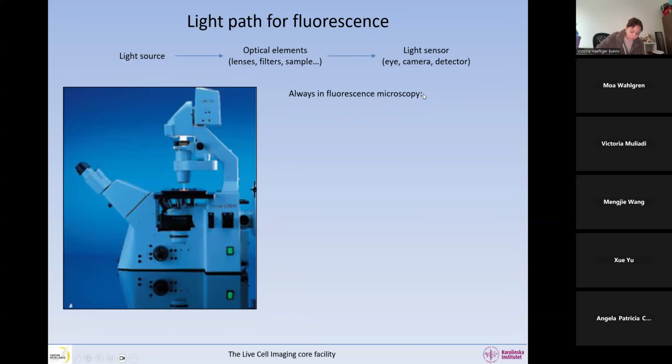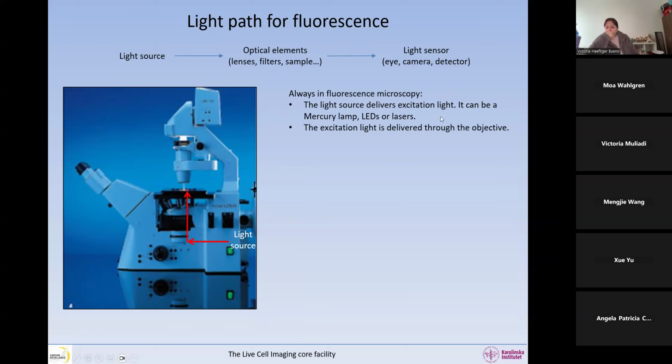So what is the light path for fluorescence? The light path is the same type of thing. It goes from the light source to the sensor, and there we have the optical elements in between. So on any microscope, for the light path for fluorescence, we have the light source that delivers the excitation light. And so it can be mercury, LED, or lasers. That's true for any microscope. And then the excitation light is delivered through the objective. So the excitation for fluorescence always goes through the objective. So the light source is clearly always on the same side as the objective compared to the stage.